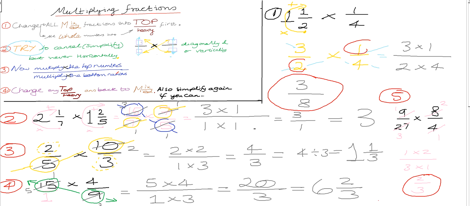But if you can cancel it, then you must cancel it as well. So if you can't cancel it, you have to check diagonally or vertically, and if you can't, you just multiply. If you can't cancel in the diagonal or vertical direction, then you multiply the tops, multiply the bottoms, and change it back into a mixed number if it's top heavy.